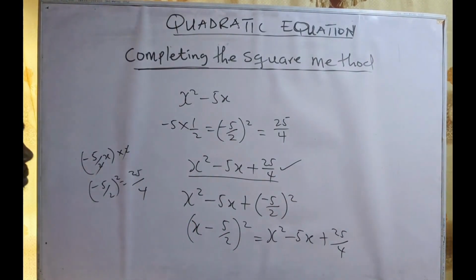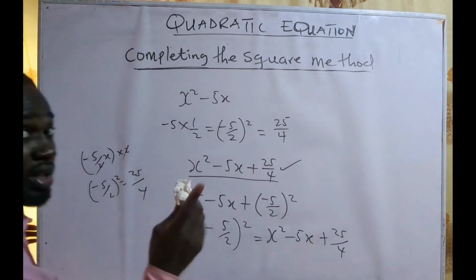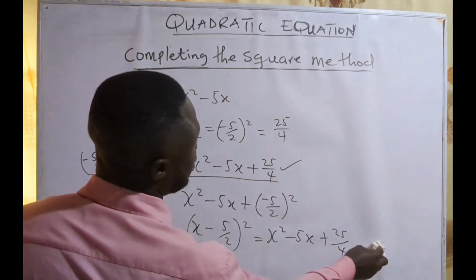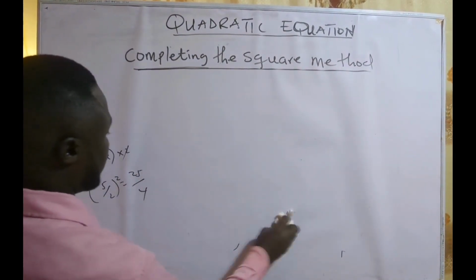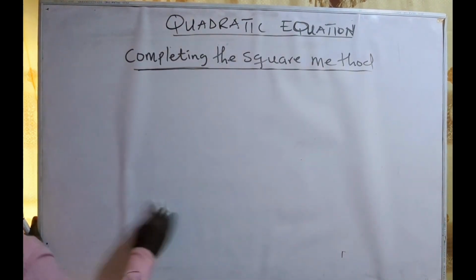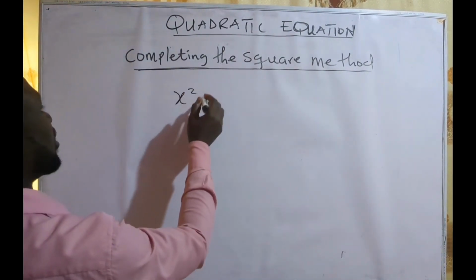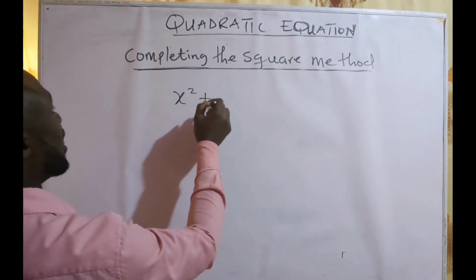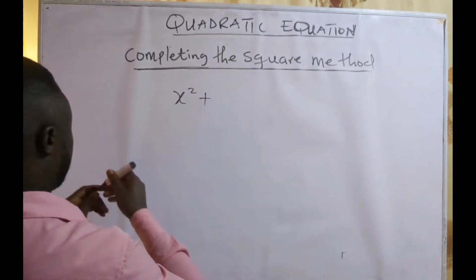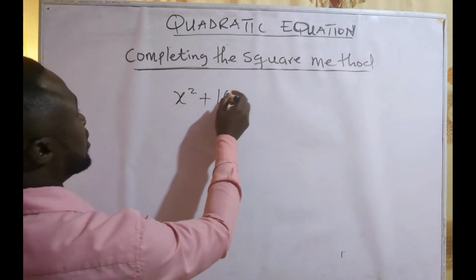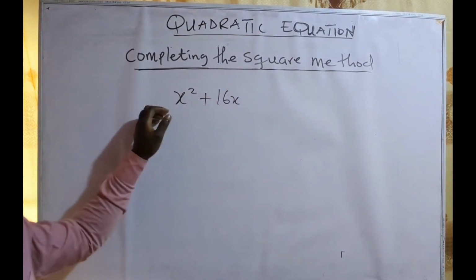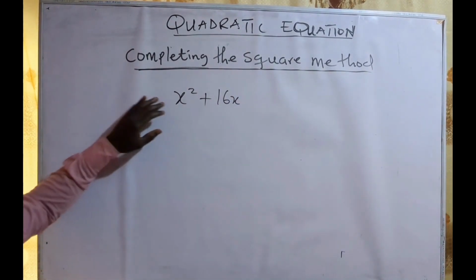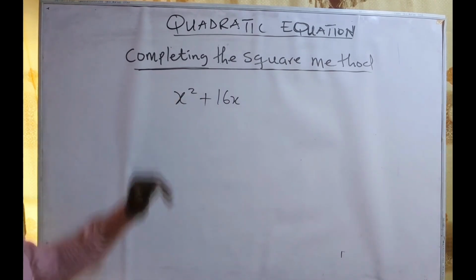If you understand this concept, it will be so easy with the completing the square method. Let me give one more example before we solve questions on this. Another example would be s squared plus 16x. How do I make sure that this becomes a perfect square?